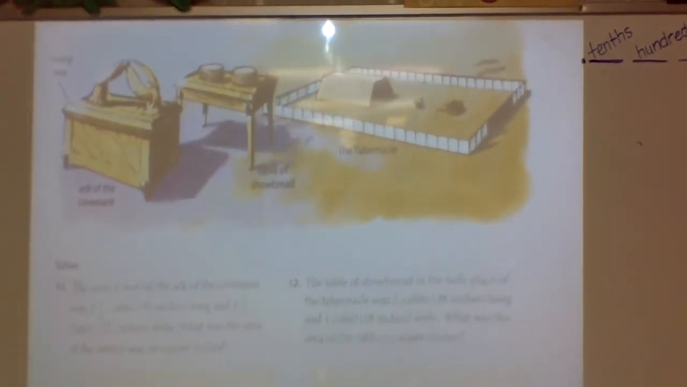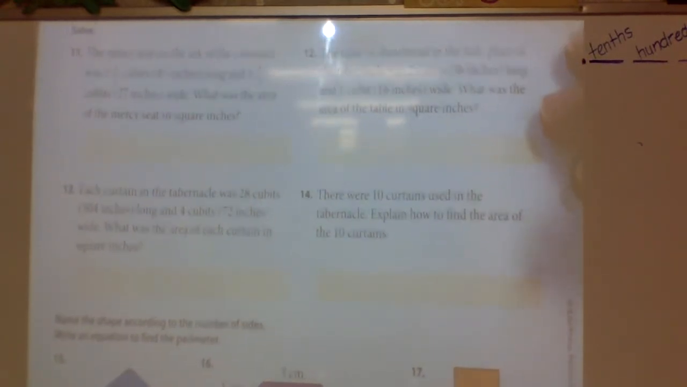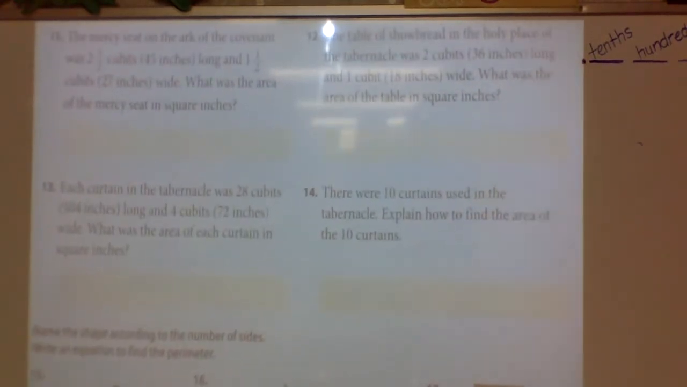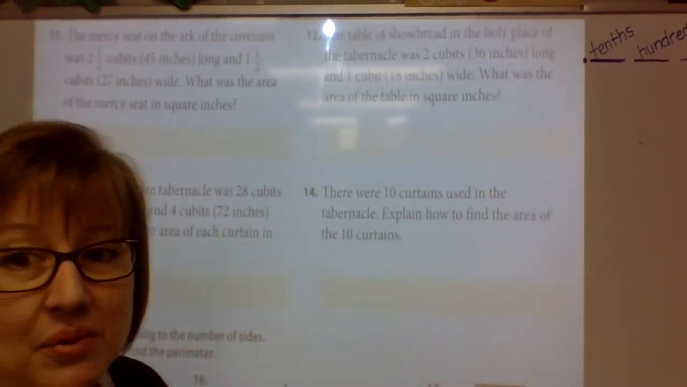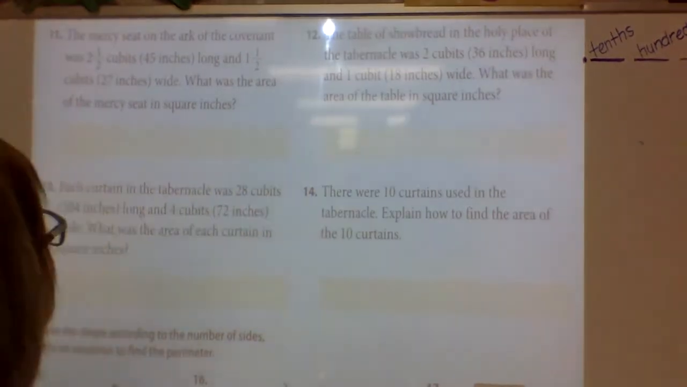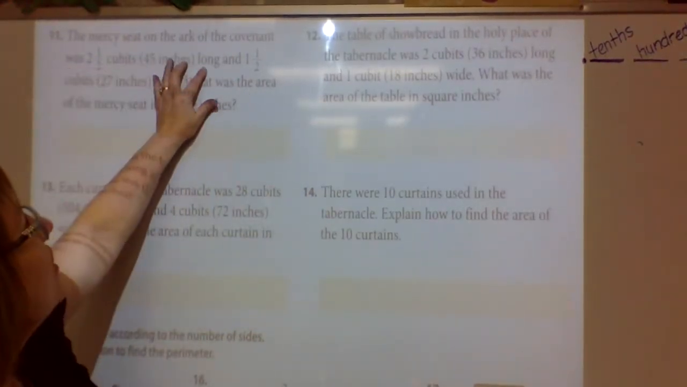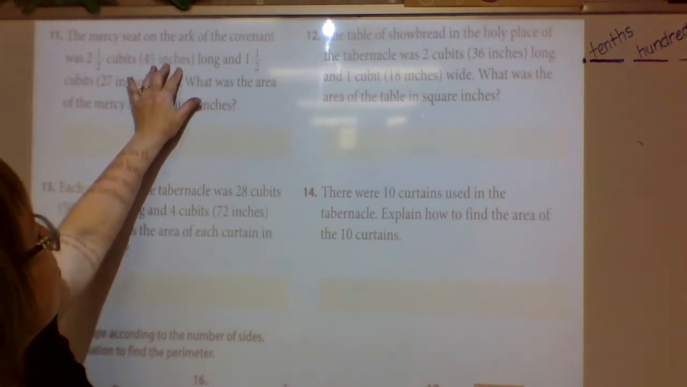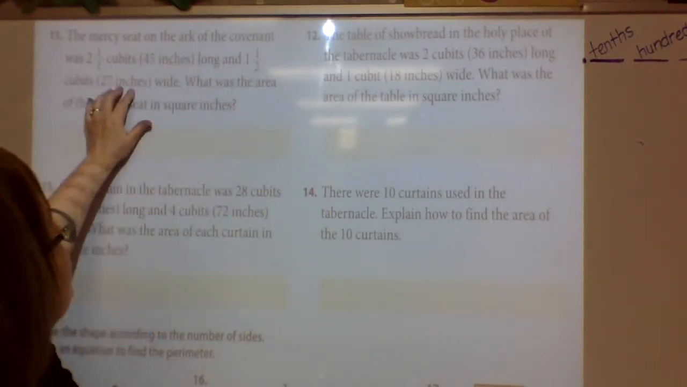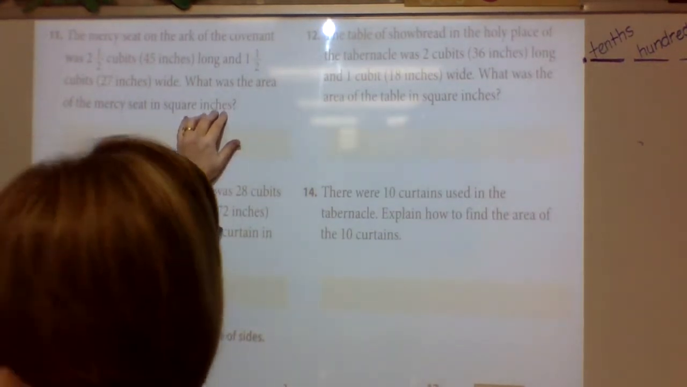A cubit was about 18 inches wide. Okay, so we're going to look at these story problems that have to do with those pieces of the tabernacle, the holy tabernacle that Moses and Aaron used to carry when they were on the road to the promised land. They had their own church they carried with them. The mercy seat was 2.5 cubits long. They even do the math for you. How nice of them. And 1.5 cubits wide. What was the area of the mercy seat in square inches?